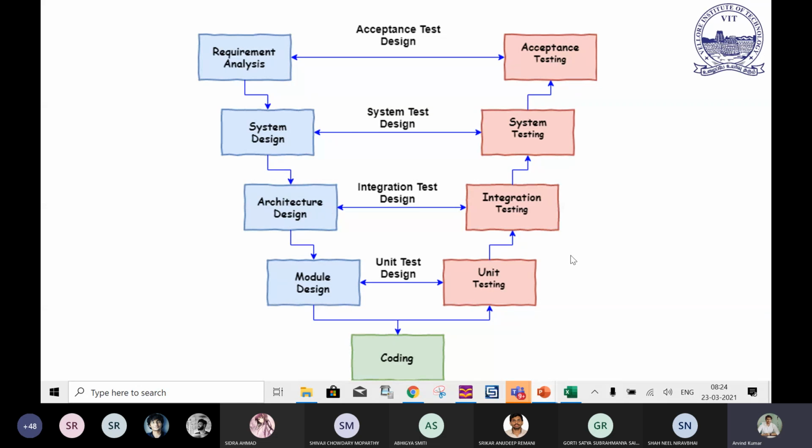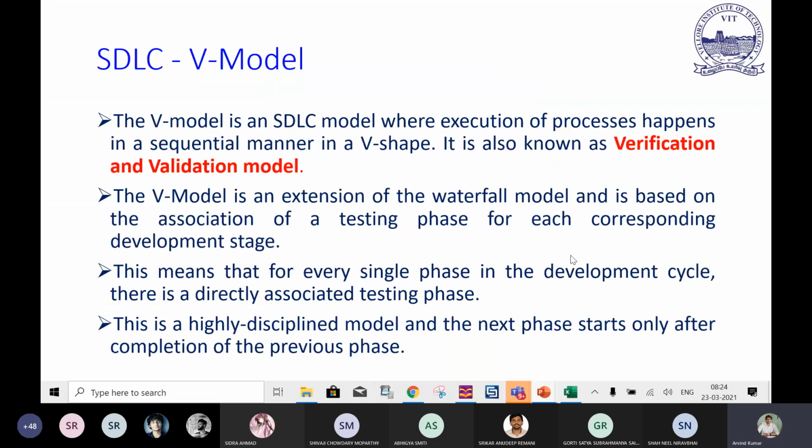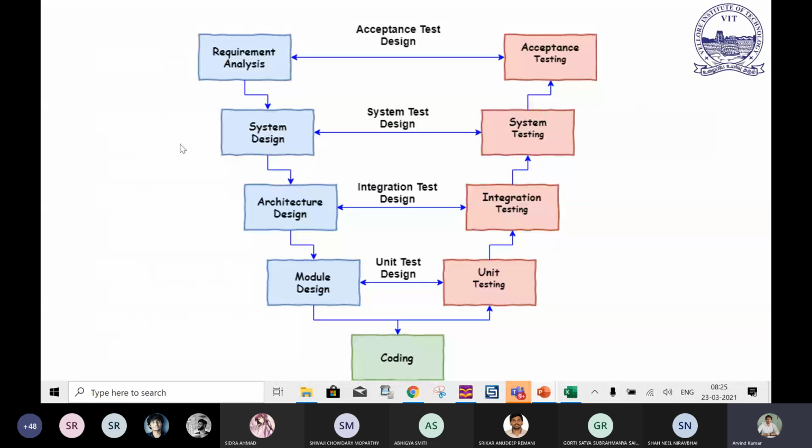The V model is an SDLC model where the execution of processes happens in a sequential manner in a V shape, also known as the verification and validation model. Why verification and validation model? Because you are verifying at every step and then validating with the client end also. The V model is an extension of the waterfall model and is based on the association of a testing phase with each corresponding development stage.